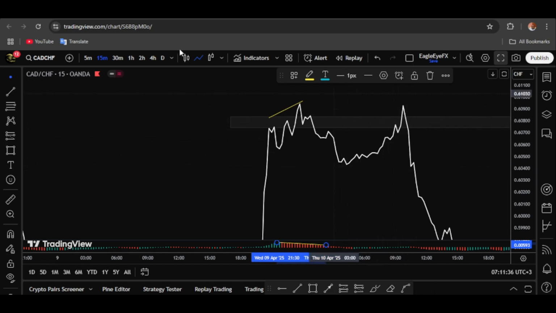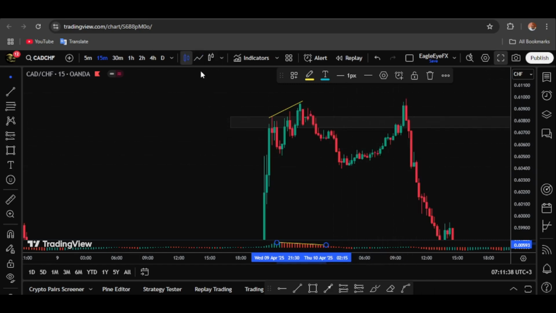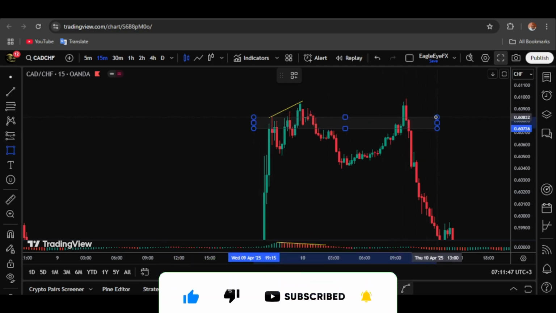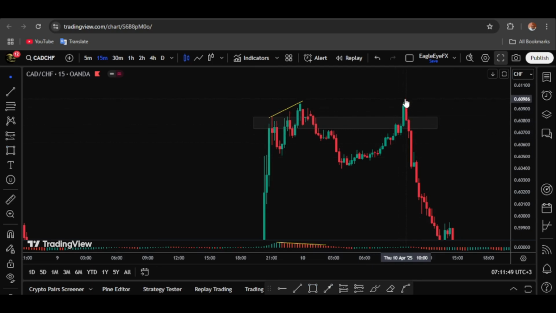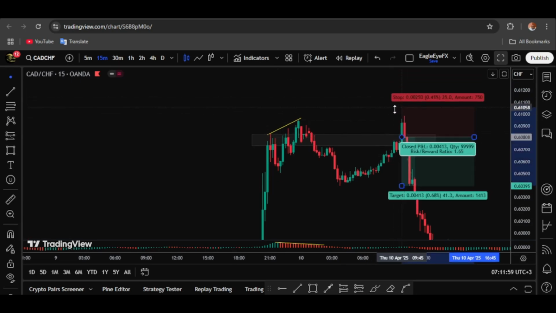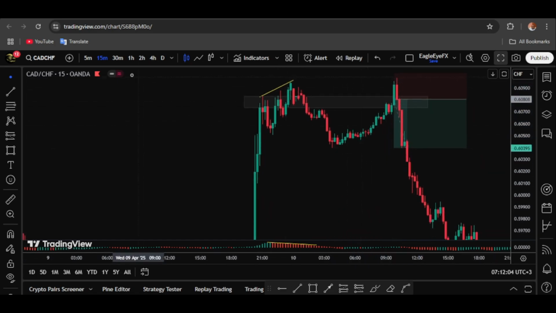So wait for the market to come and tap this level. Then once it came and tapped this level, you mark this zone over here, right? Mark this zone like that. You can see the market came and tapped, then definitely you wait for this confirmation. So maybe you could have entered somewhere around there and placed your stop loss at just about 21 pips.